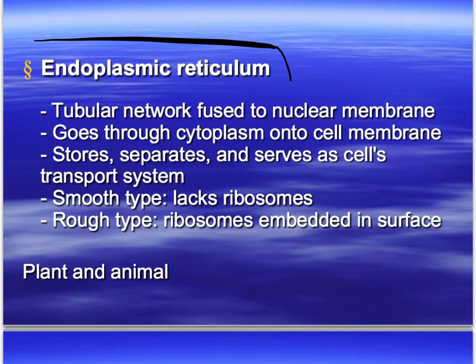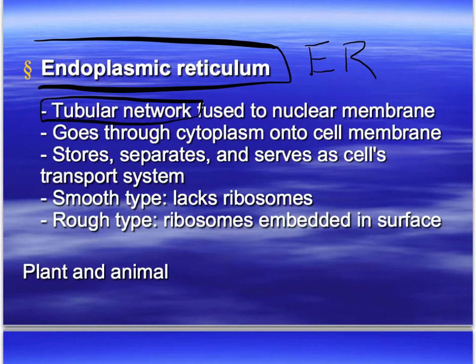The endoplasmic reticulum, often abbreviated ER. The endoplasmic reticulum is this network of tubes that is fused to the nuclear membrane. And what this does is it has the ability to store molecules, it can separate and organize them, and it serves as the cell's transportation system. I think of the ER as a highway within the cell.